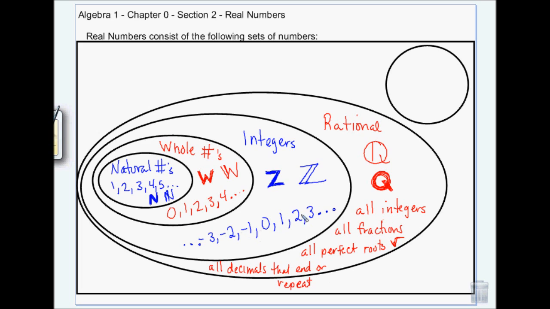So it's all of these numbers, right? All the positives and negatives. It's also all of the positive and negative fractions. And it's every decimal that ends or repeats. So like 0.25 that ends. Or 0.222222222 forever that repeats, or 23, 23, 23, 23.